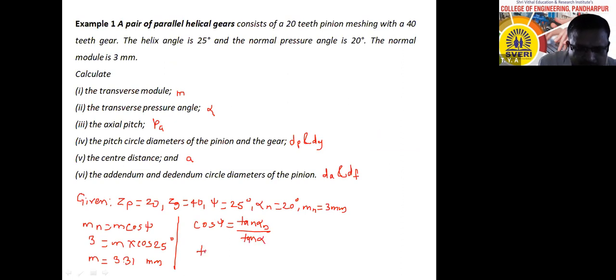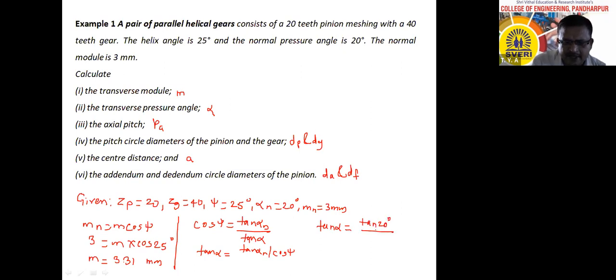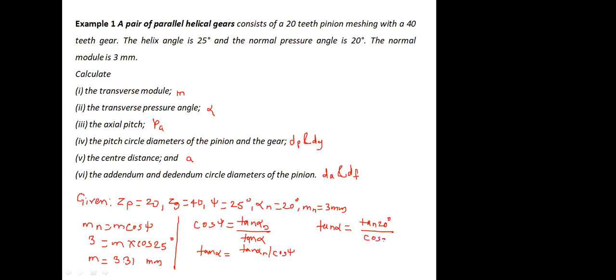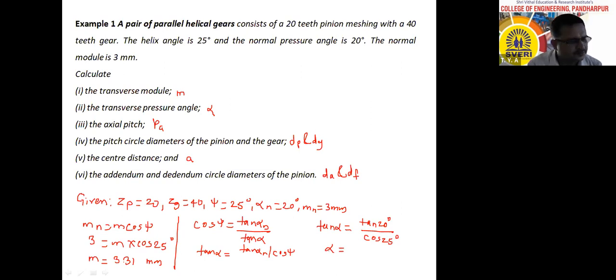Therefore, tan of alpha you will काय लिहिणार तुम्ही? Tan of alpha n divided by cos of psi. बरोबर आहे का? Therefore, tan of alpha is equal to tan of alpha n किती? Tan of 20 degree divided by cos of 25 degree. बरोबर आहे का? काढा बरं अल्फाची व्हॅल्यू.